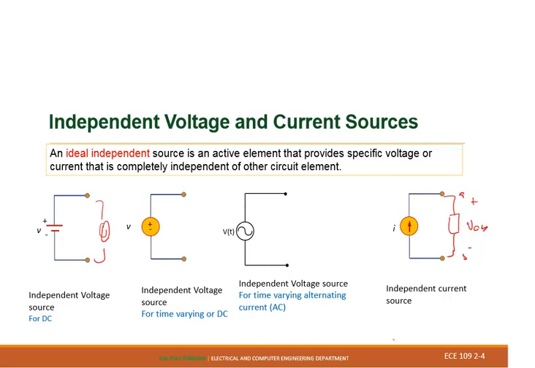Okay, the independent voltage source we show in this form, or in this form for DC. Alternatively, we show it in a sine form like this. The independent current source we show with one arrow.